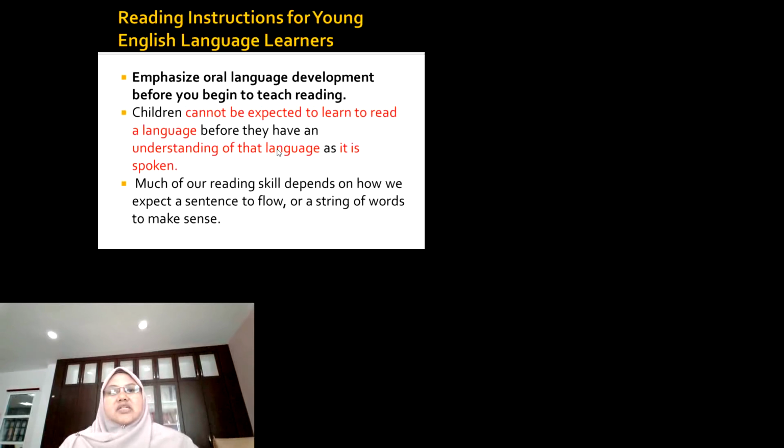And as for reading instruction for young English language learners, these are the appropriate strategies. As I said earlier in my lecture, it's important for you to emphasize oral language development before you begin teaching reading, because children cannot be expected to learn to read a language before they have an understanding of that language as it is spoken. So you need to really speak to them for them to be able to understand. Much of our reading skill depends on how we expect a sentence to flow or a string of words to make sense.